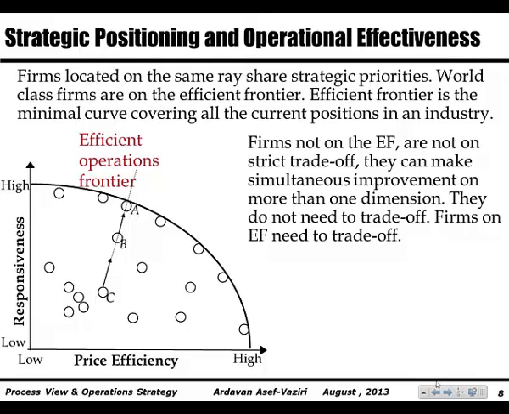What does it mean? It means this firm can improve its price efficiency and responsiveness and move from this point to this point. But this firm, because it is on the efficient frontier, it cannot go that way. If they want to improve their cost efficiency or price efficiency, they have no other choice but to become less responsive.